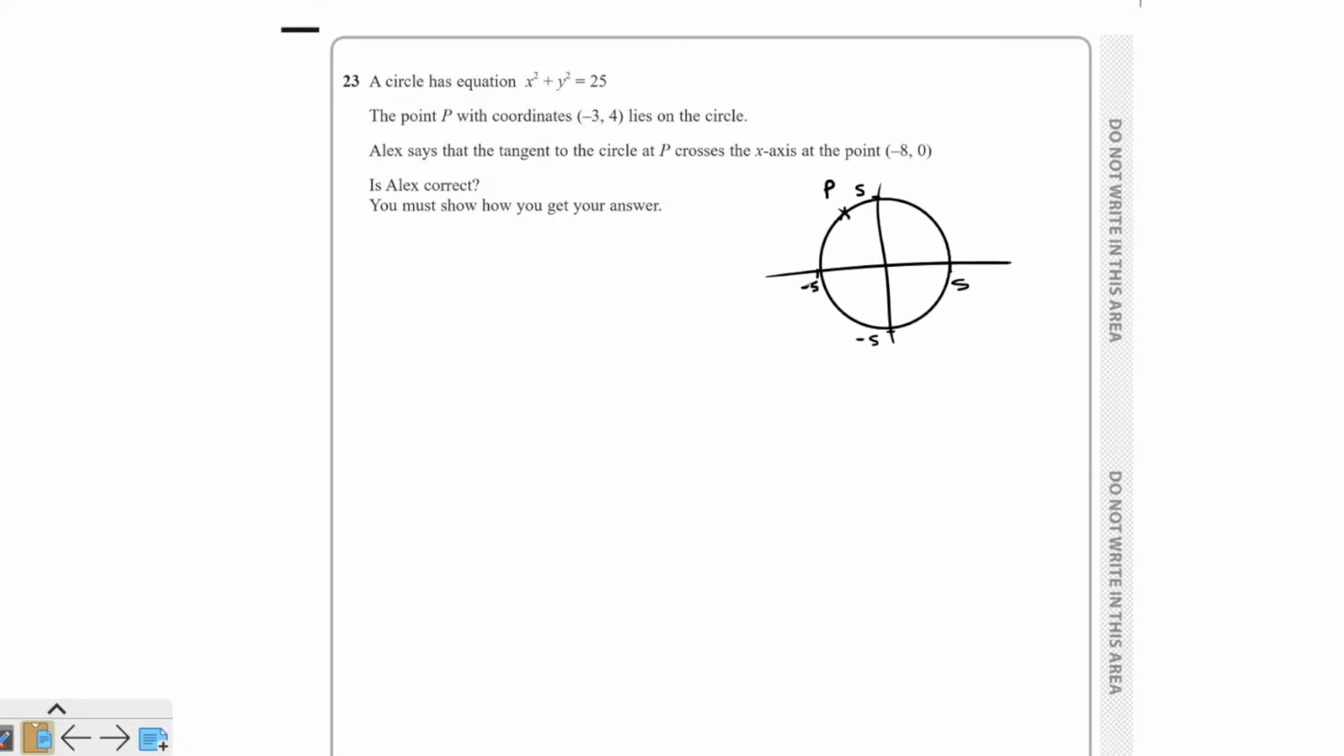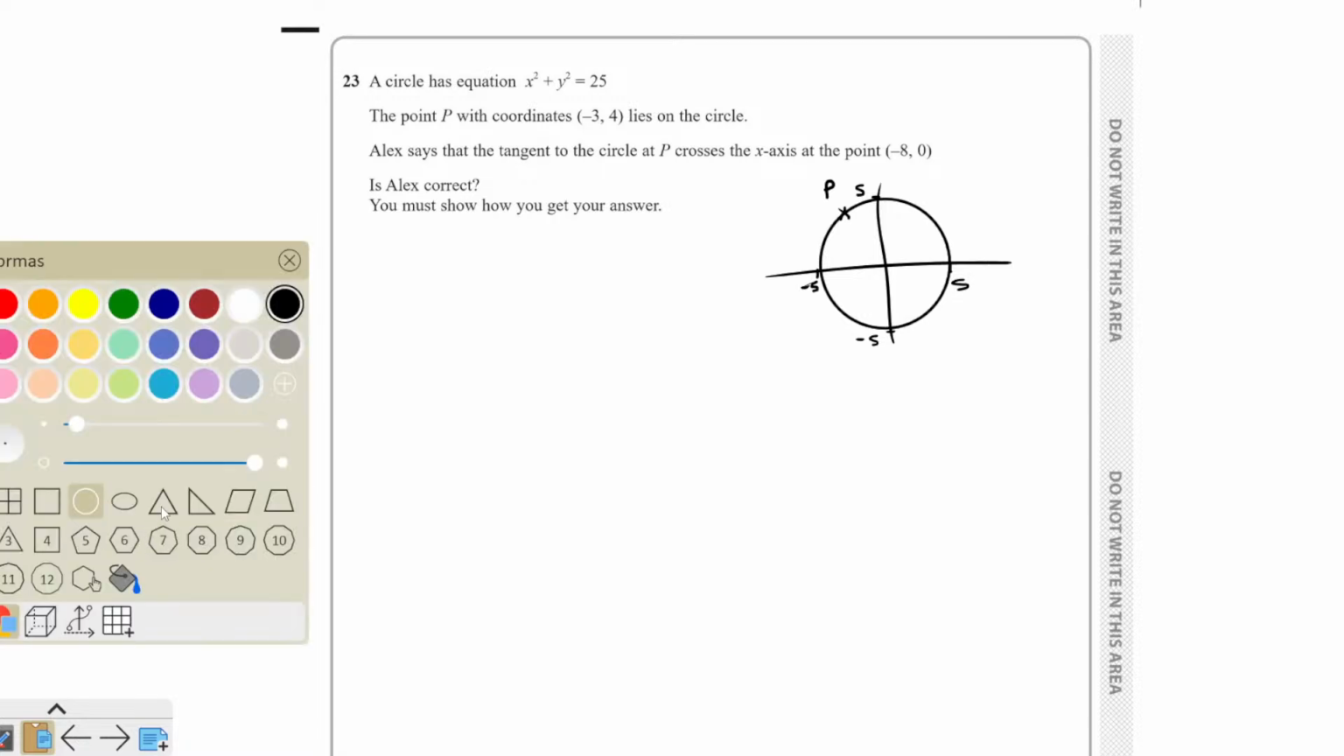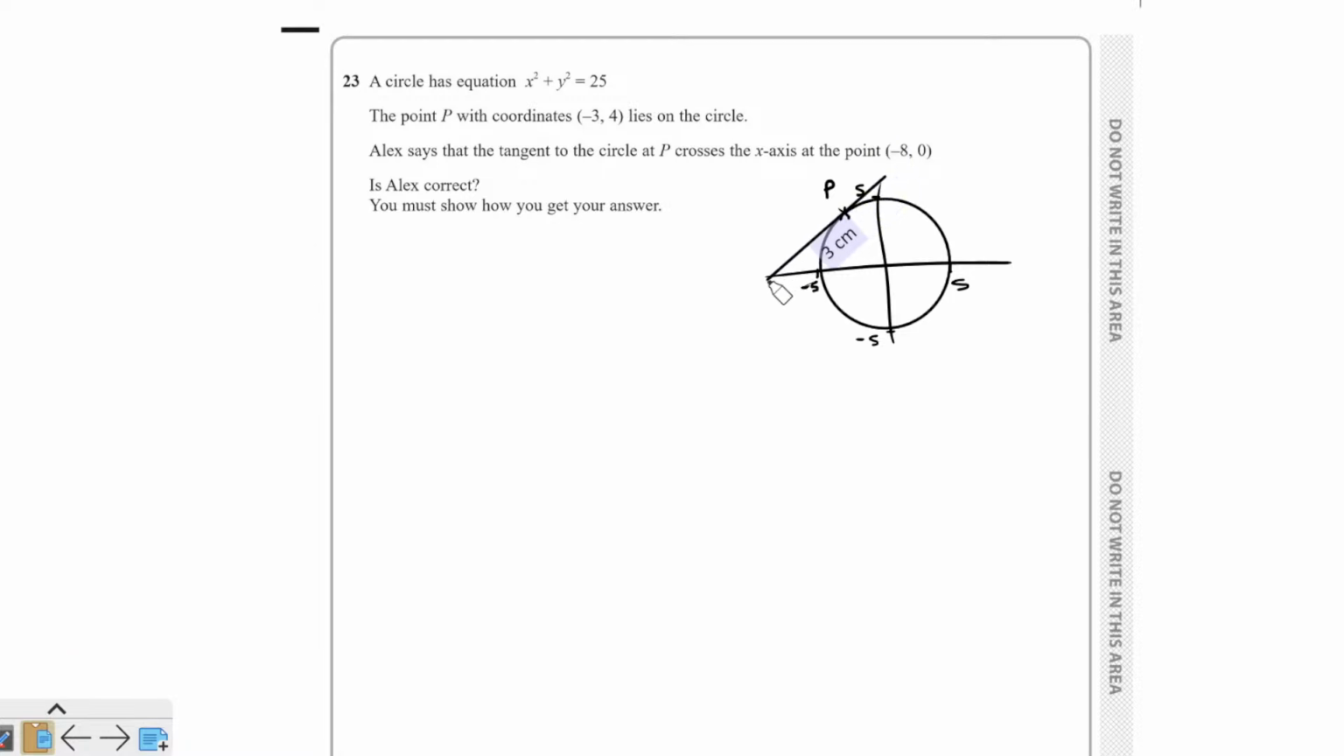And then they've said a tangent at P, so I'm going to draw a line at P. There, that's our tangent. What Alex is saying is that this coordinate here is -8, and we need to see if that's correct. So get rid of that, because we don't know that it's correct. We want to find out this coordinate here. So effectively what I would do is work out the equation of the tangent, which is a fairly straightforward thing to do. If you memorize the steps, it's always the same. And then we can deal with working out the coordinates at the end.